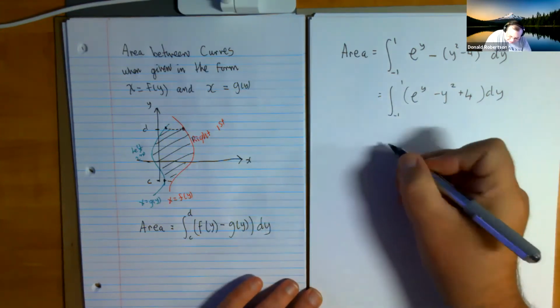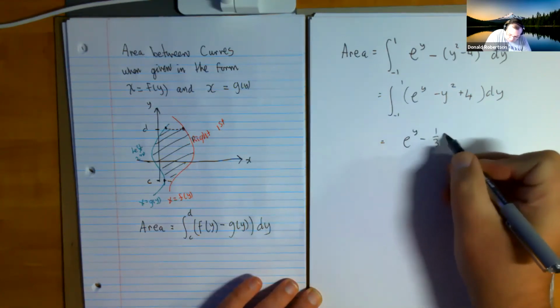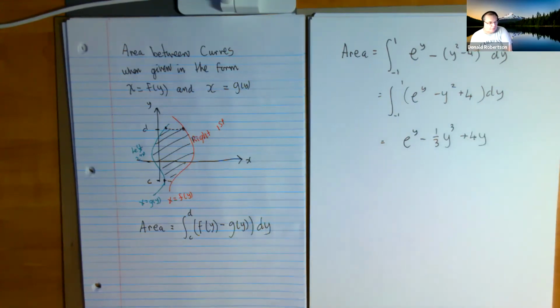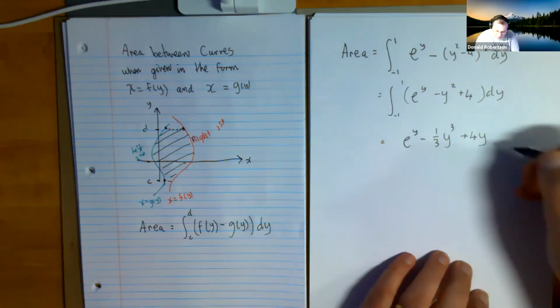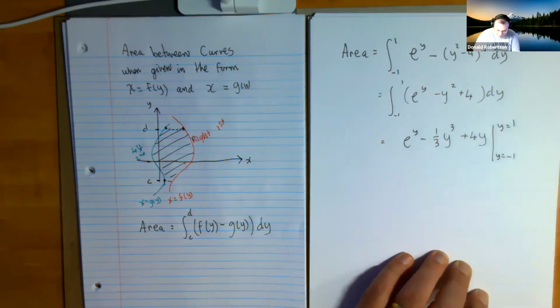Now at this point here, antiderivative, power rule, and add a y. Isn't that the same rules for all antiderivatives? They just happen to be using a y as a variable. And it's going to go from y equals -1 to y equals +1.